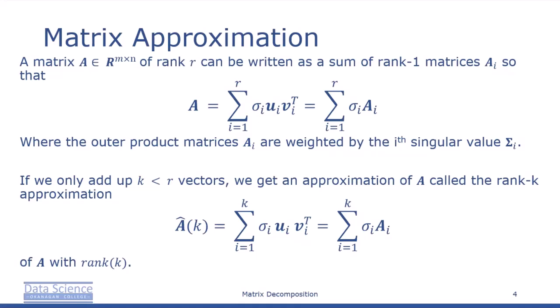If the sum does not run over all matrices, but instead only up to an intermediate value k, we obtain a rank k approximation A hat sub k, which is the sum of sigma_i u_i v_i transpose, where our sum runs from 1 to k, or the sum from 1 to k of sigma_i A_i, and that has rank k.